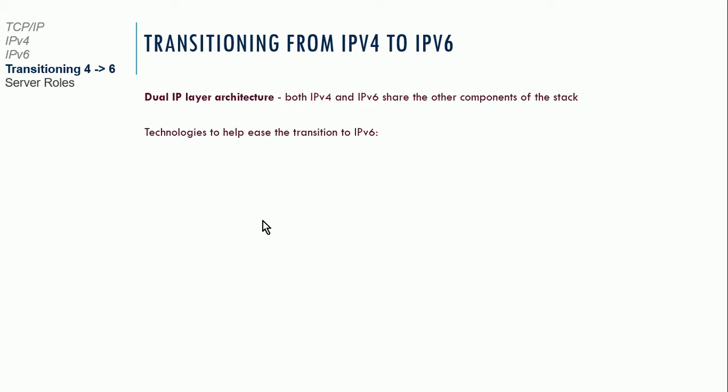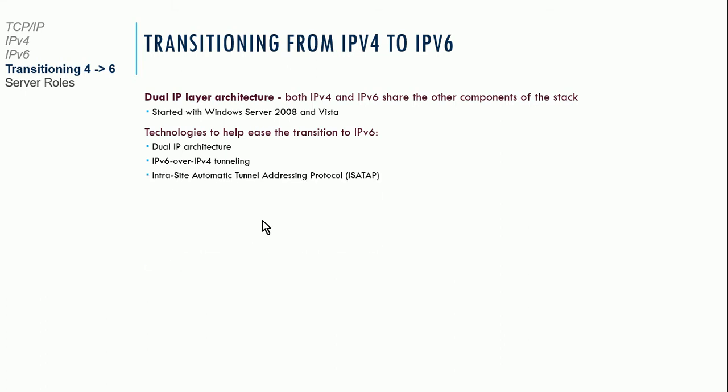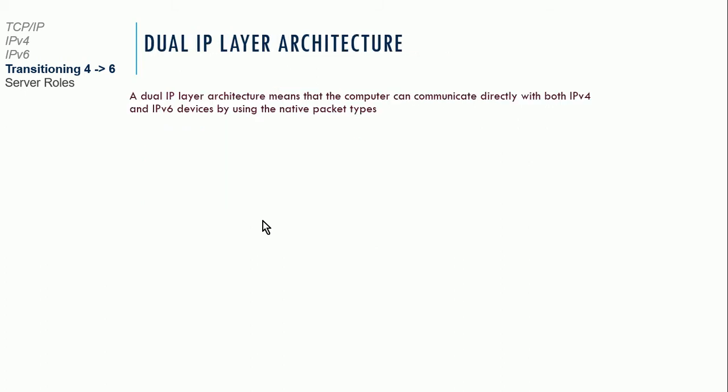So basically what happens here is we can't just go cold turkey from IPv4 straight to IPv6. We have to have some kind of transition to get there so that both protocols will work at the same time. So starting in Windows 2008 and Vista, Windows supported IPv6 and started supporting this dual IP layer architecture. So some of the technologies we'll talk about for dual IP architecture: IPv6 over IPv4 tunneling, intra-site automatic tunnel addressing protocol, or ISATAP, 6to4, and Teredo, which is probably one of the better standards. It's got kind of all the bells and whistles of those different methods.